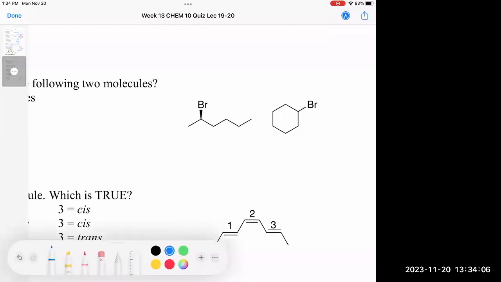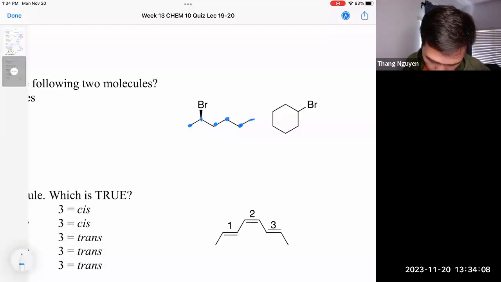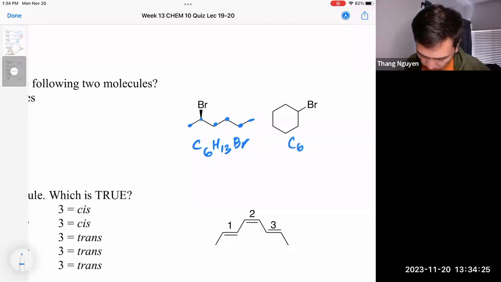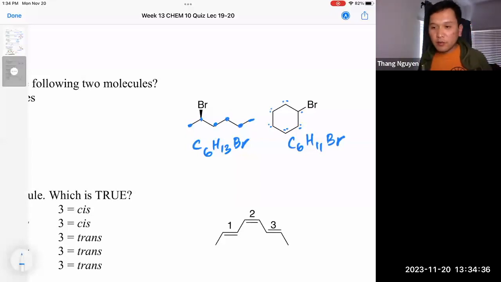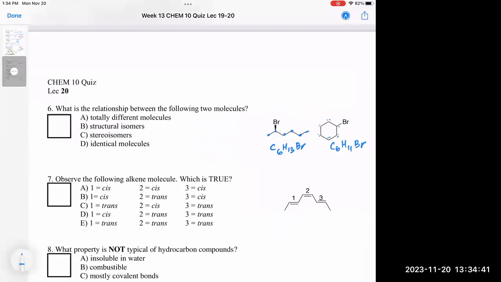So let's count this one here. 1, 2, 3, 4, 5, 6. C6. How many hydrogens? 1, 2, 3, 4, 5, 6, 7, 8, 9, 10, 11, 12, 13, and Br. Whereas the right-hand one has C6 also, but it has 1, 2, 3, 4, 5, 6, 7, 8, 9, 10, 11. It has only 11. There you go. They have a different number of hydrogens. Because they have a different number of hydrogens, they are totally different molecules. So the answer is A.